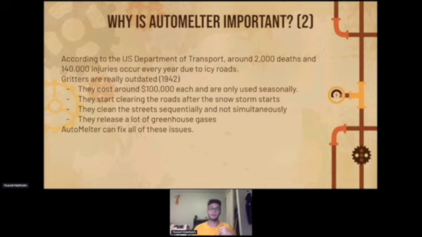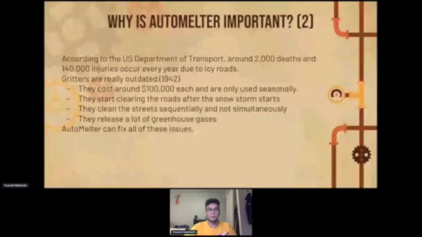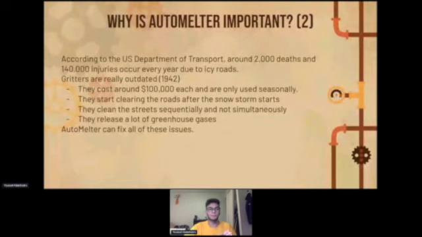Now, these devices are really inefficient. First of all, because they were designed in the 1940s and they were never updated ever since. They cost around $100,000 each, and they're used seasonally. And they release a lot of greenhouse gases because they have a lot of devices mounted onto the vehicle. So there's a lot of machines working simultaneously, and yeah, it's just a really inefficient device.